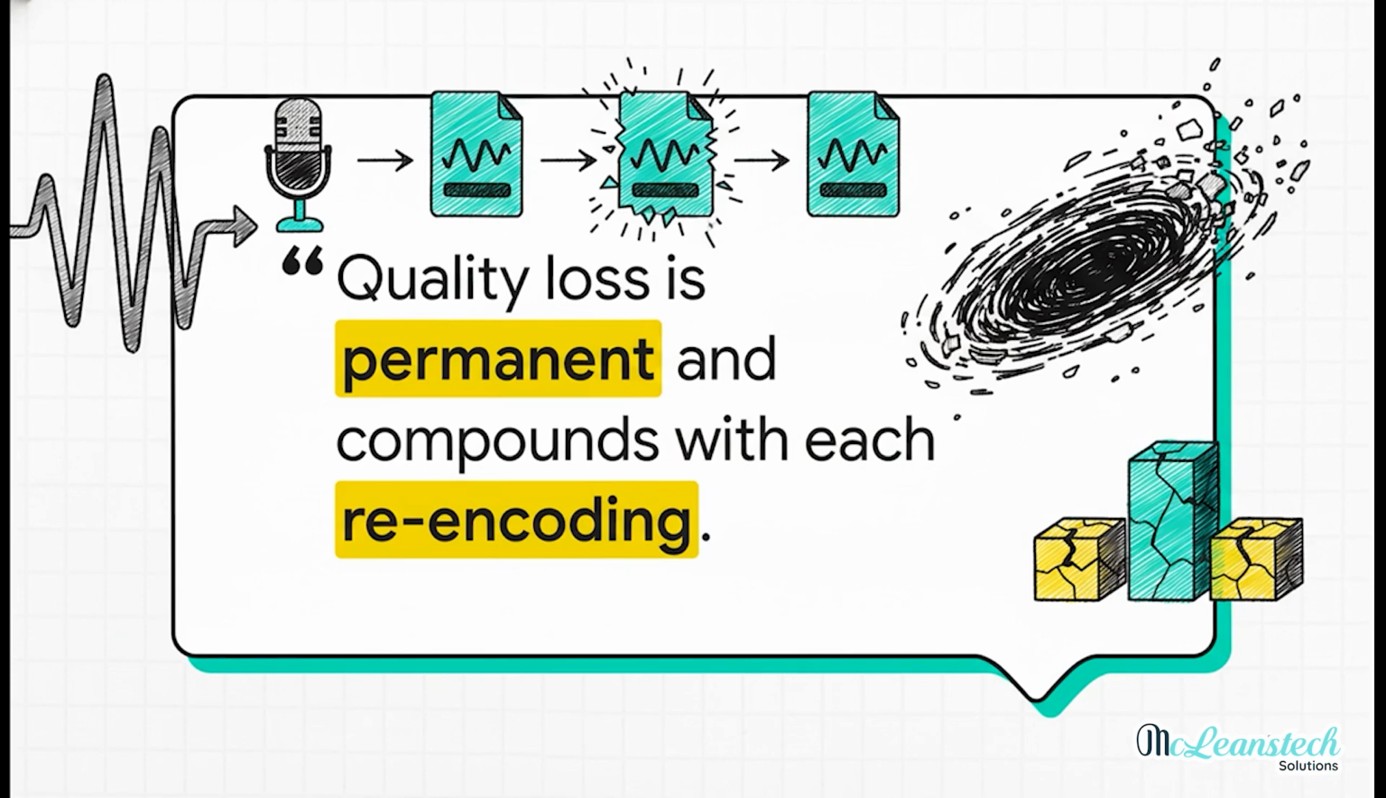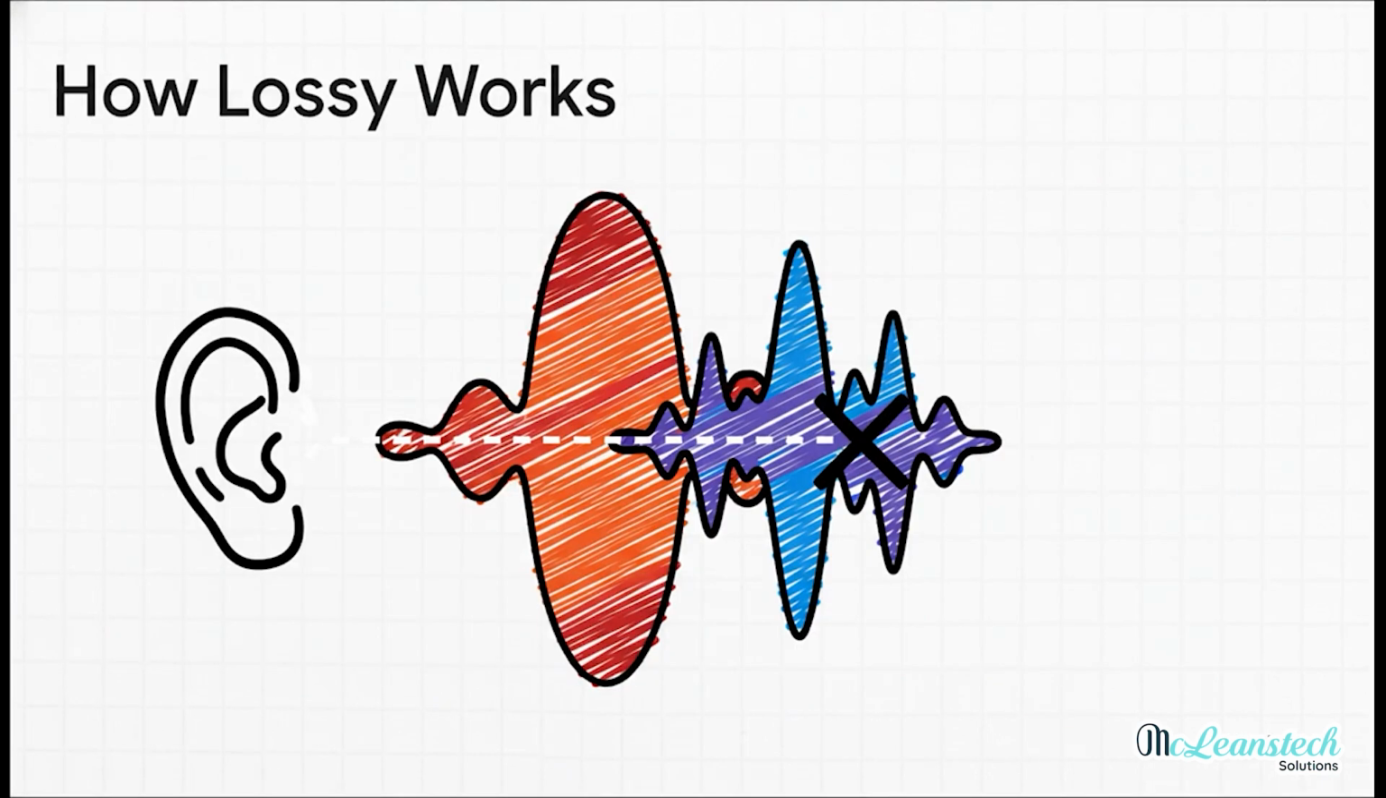It's gone forever. And if you take an MP3 and try to save it as another MP3, you're just throwing away even more information. The damage just keeps adding up. So how does this even work? It's not just randomly deleting stuff. Lossy compression is incredibly smart. It's almost like a magic trick.